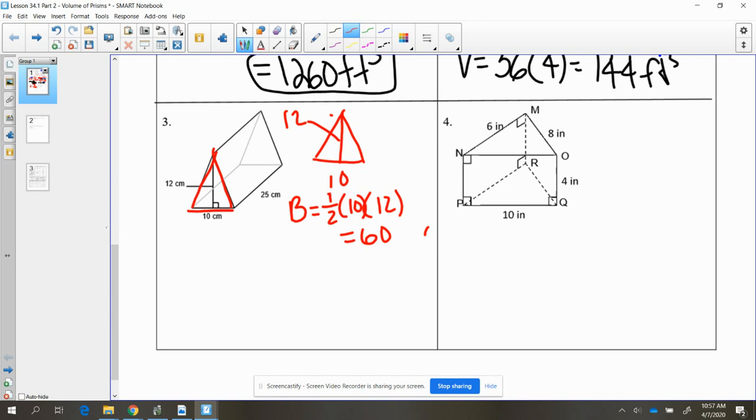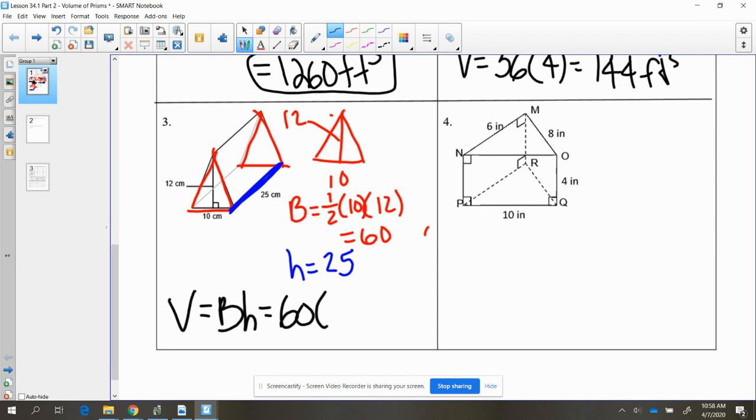Okay, now the height then is going to be, again, of the overall prism, the distance between your two bases. So this 25 is going to represent our height when we want to calculate the volume. So the overall volume of this prism, area of the base times the height, aka 60 times 25, which is 1500 cubic centimeters.